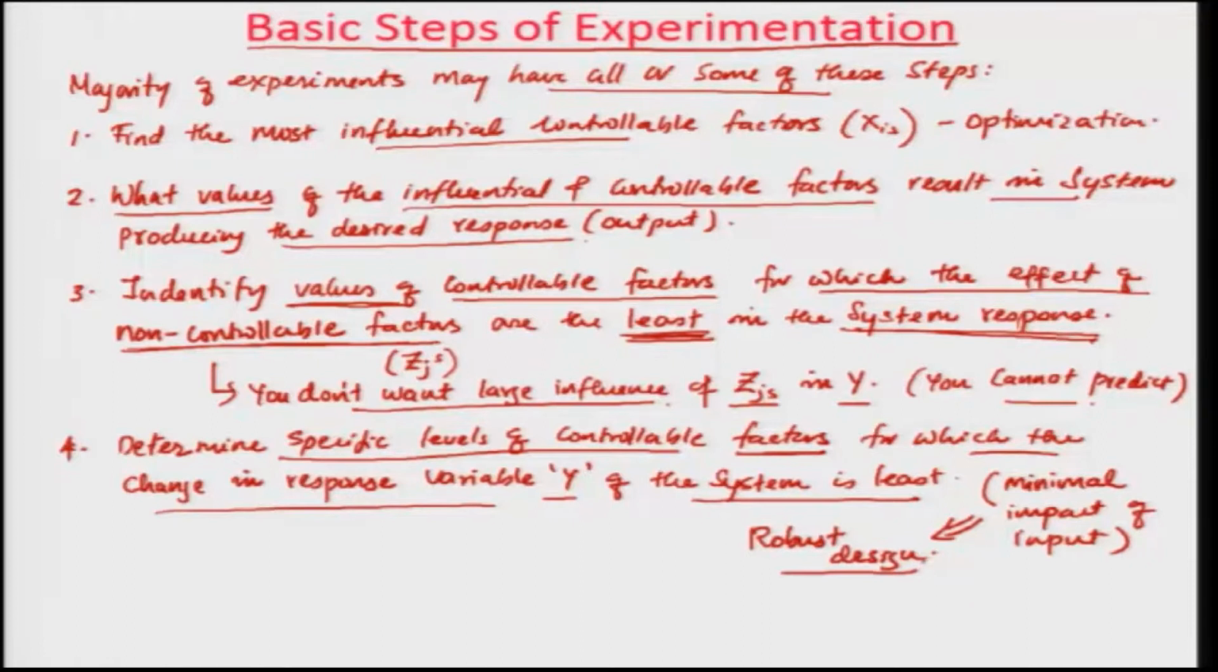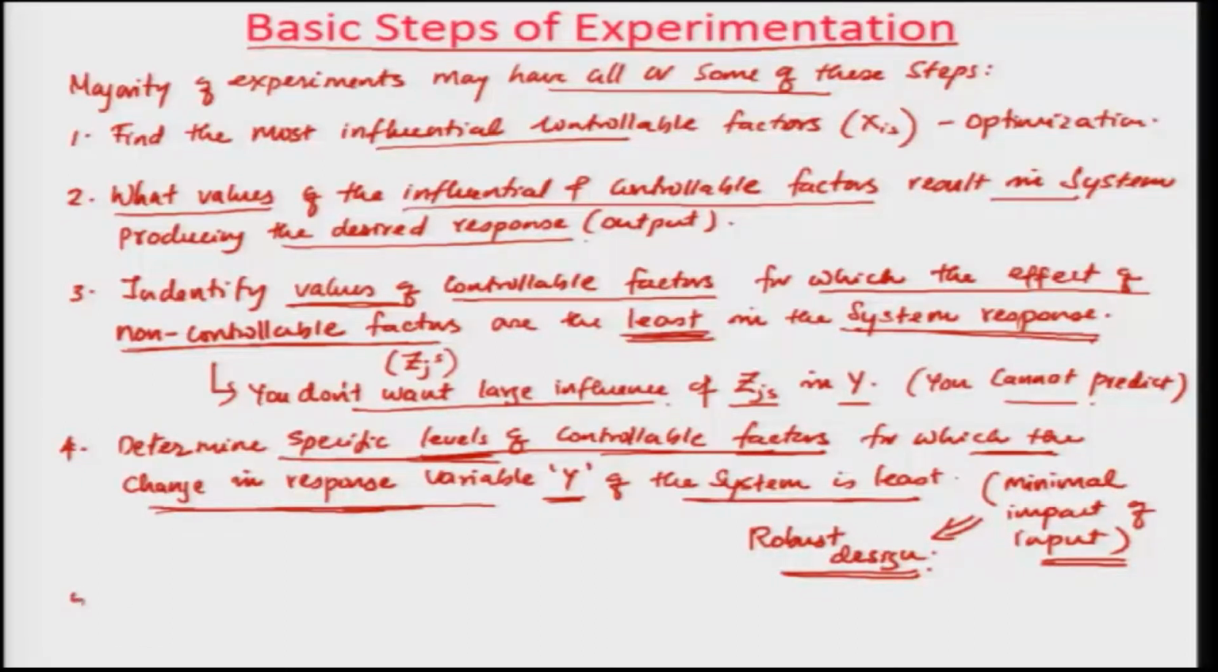So, we are interested in doing something called as a robust design. For that, we are trying to find out the specific levels of controllable factors that can result in the minimum change in the system, the change in y is the least, which gives you what you call as the minimal impact of the input, which will result in a robust design of the system or the process.